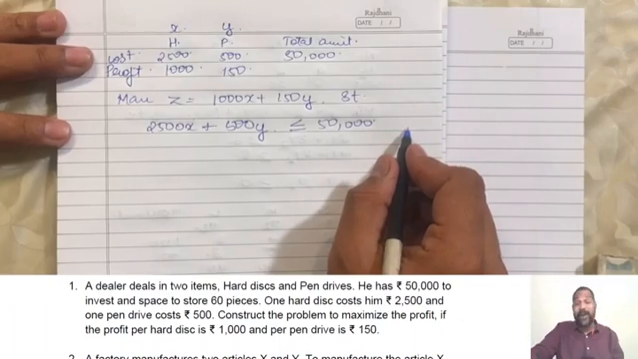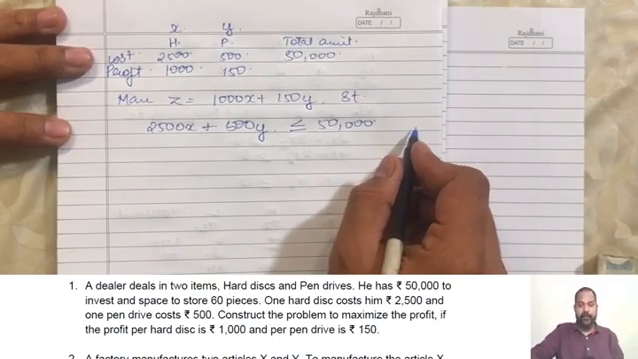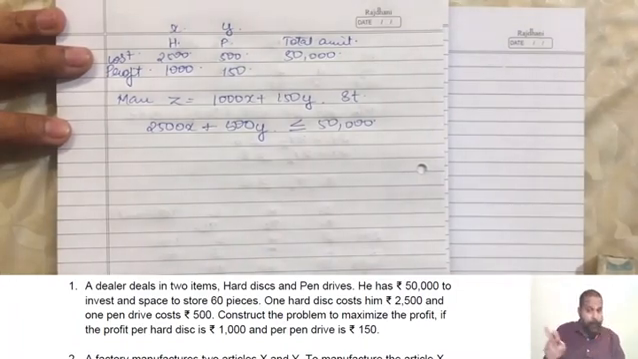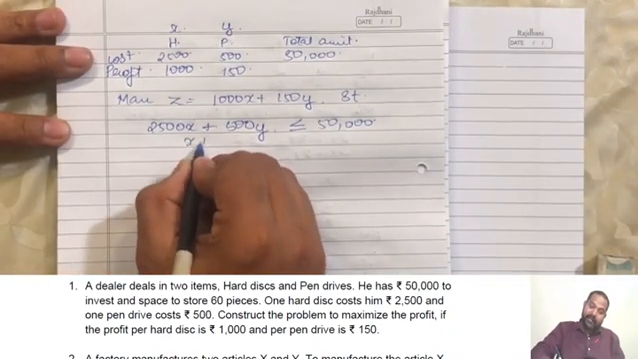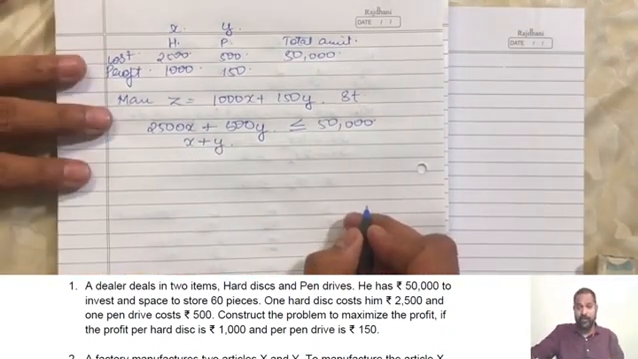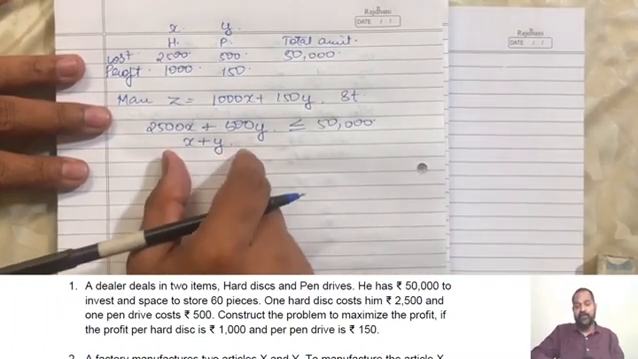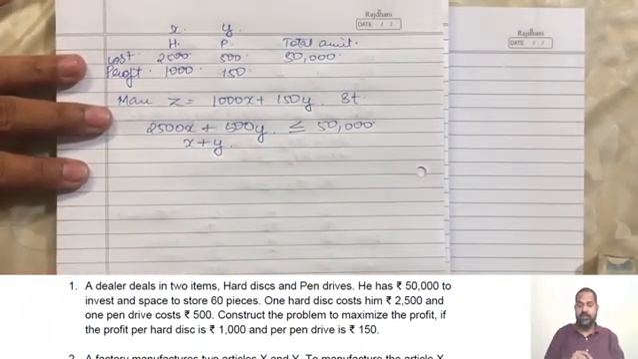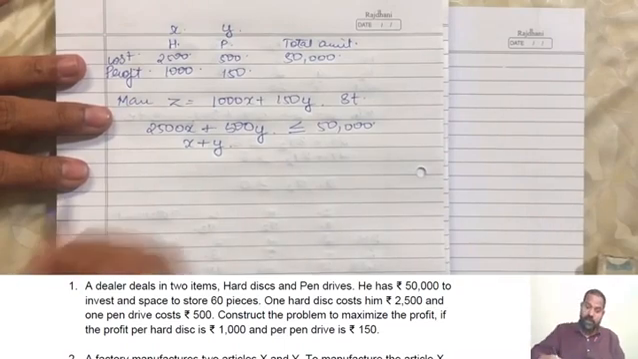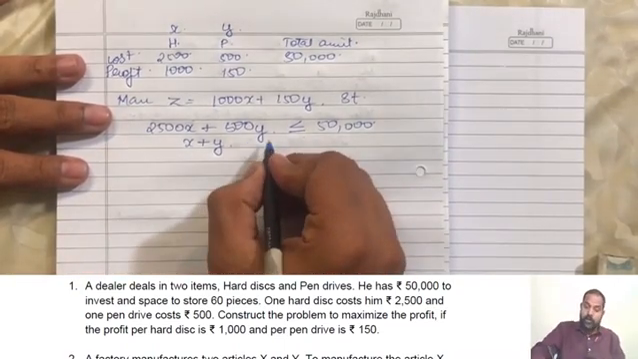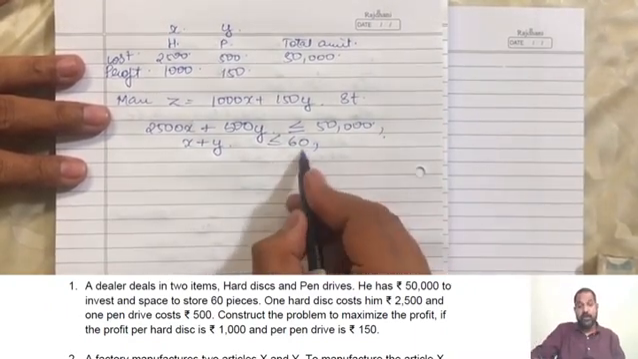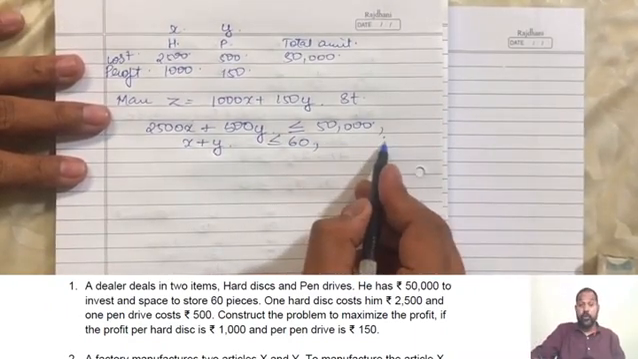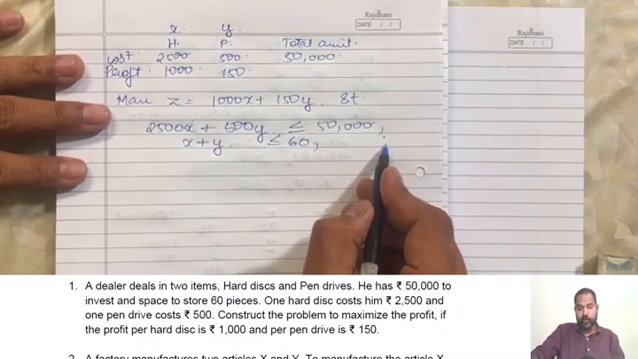And he has the space to store 60 items, which is a limitation on number. It is not a limitation on resource. And that is why I will say that he is buying X hard drives and Y pen drives. This total number of hard drives and pen drives cannot be more than 60 because I can't store more than 60. So no matter how much you buy, the total should always be less than or equal to 60. This is the total number of units that can be stored constraint, or the storage constraint.